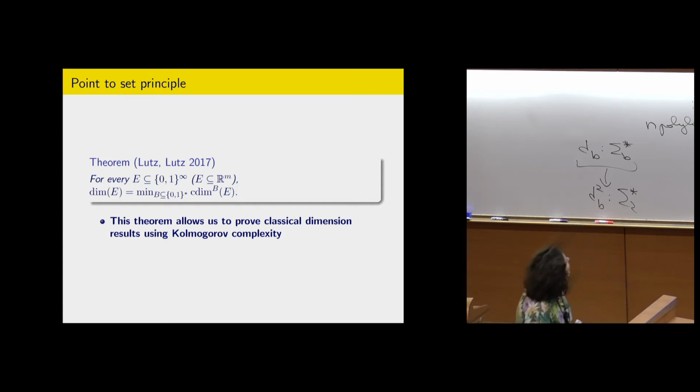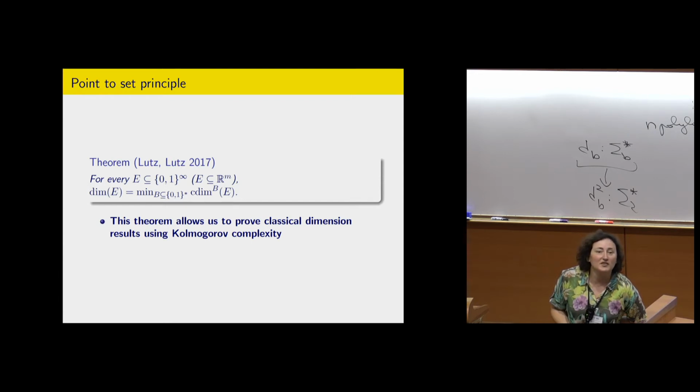Why? Because for every set, here it says infinite sequences, Cantor space, it is exactly the same for Euclidean space, it doesn't matter. The Hausdorff dimension here has to do with the effective dimension when using oracles. You just need to look at every oracle, look at the effective dimension using that oracle, and take the best case. This is your classical dimension.